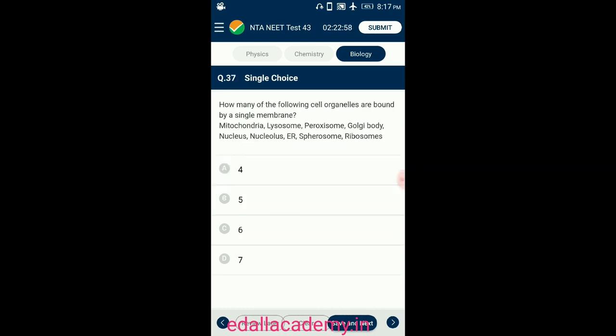Question number 37. How many of the following cell organelles are bound by a single membrane? Here some cell organelles are given. Lysosome, peroxisome, Golgi body, endoplasmic reticulum and spherosomes are bound by a single membrane. Mitochondria and nucleus are bounded by a double membrane. So the answer for this question is option B. There are 5 organelles bounded by a single membrane.